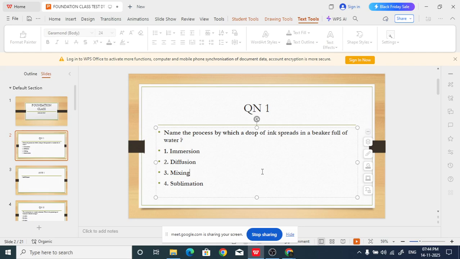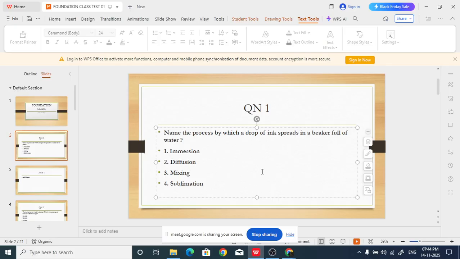Diffusion is the right answer because it spreads slowly. Once you put the ink in, it goes down and spreads very slowly. That is, it diffuses. Slowly it gets into the water, and after some time the entire water will become blue in color because the ink is blue. That process is called diffusion.